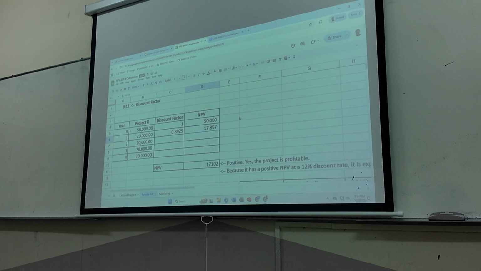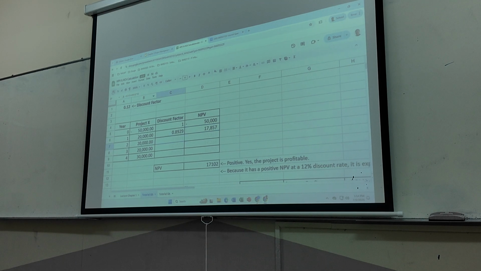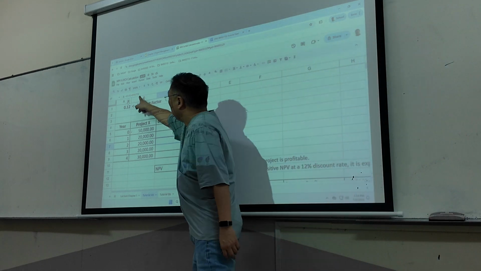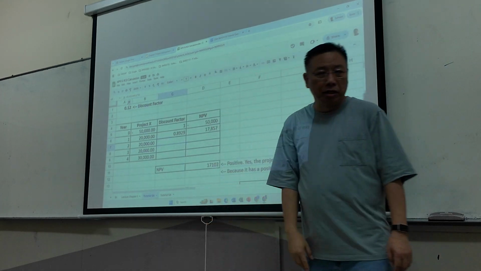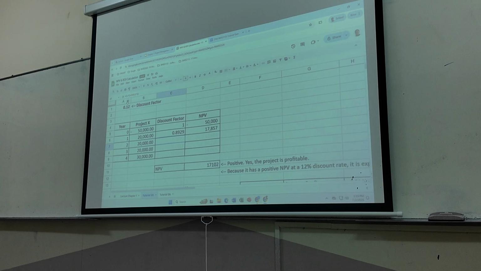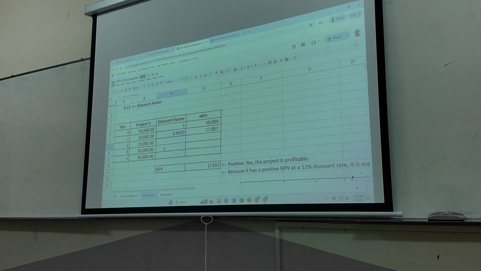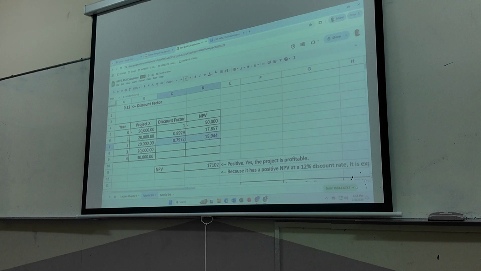Okay, so we apply the same formula for this second discount factor. Same thing, but this time to the power of 2, because it's year 2. So you do this for every single one, so I'll do it very quickly. I'm going to give you this spreadsheet so you can see the formula. You can also take pictures, but I'll give you the spreadsheet. You see, as you go further down, the discount factor becomes lower and lower, and your value of money becomes smaller and smaller.